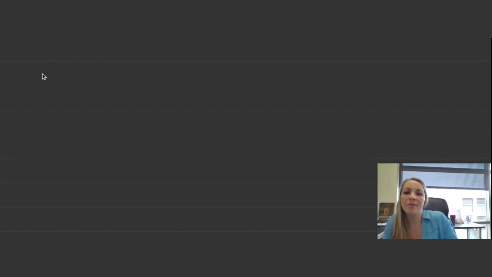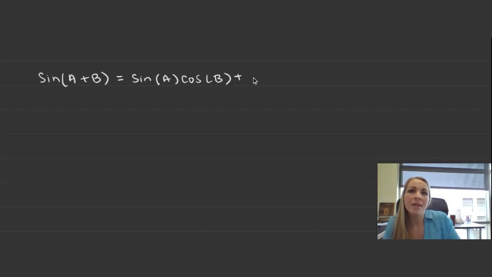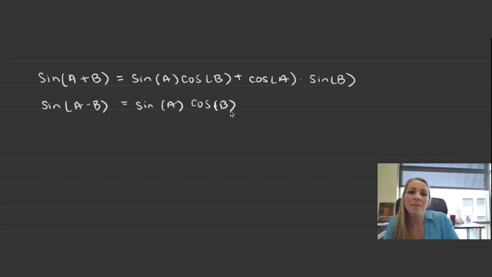The first one we have is the sine of angle A plus angle B is equivalent to the sine of A times the cosine of B plus the cosine of A times the sine of B. The difference formula for sine is the sine of A minus B equals the sine of A times the cosine of B minus cosine of A times the sine of B.